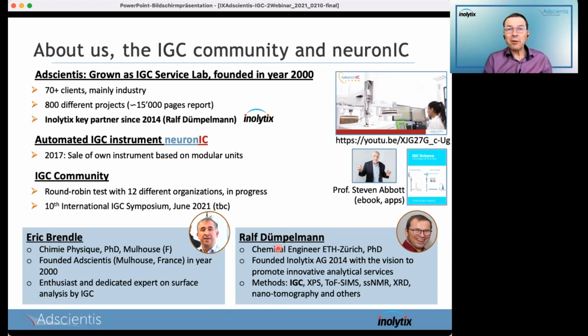We also have a regular annual IGC symposium, and we are happy to have this here. Also, you see Professor Stephen Abbott, he's joining here. Hello, Stephen, nice to see you. And he wrote a book about IGC science, which is freely available on his web page, and we really like to collaborate with him as well.